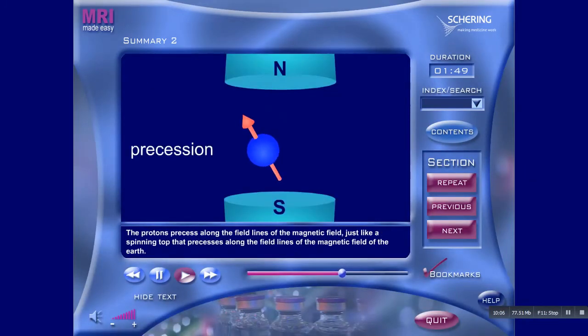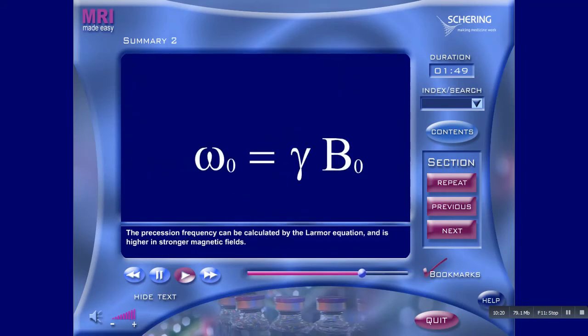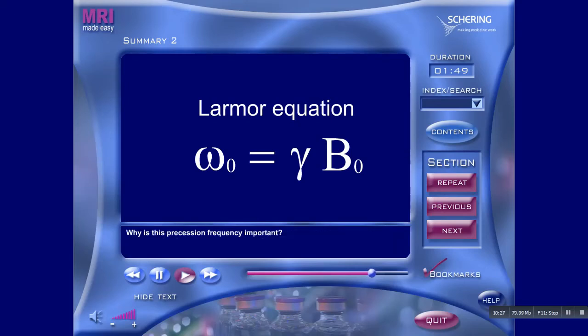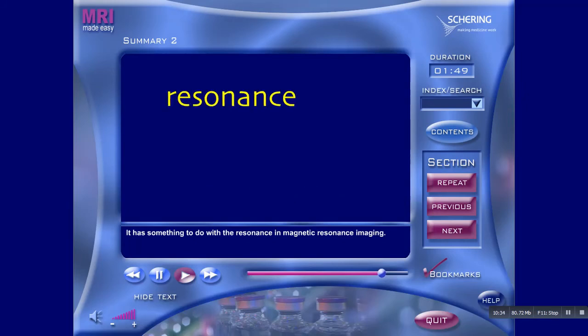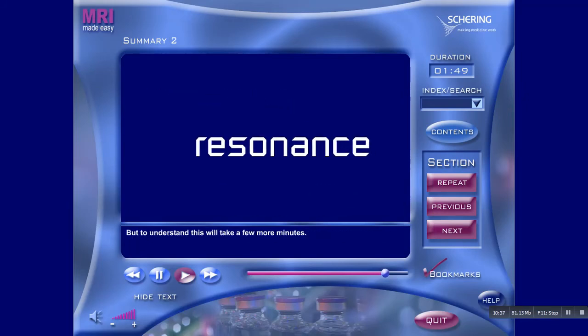The protons precess along the field lines of the magnetic field, just like a spinning top that precesses along the field lines of the magnetic field of the Earth. The precession frequency can be calculated by the Larmor Equation and is higher in stronger magnetic fields. Why is this precession frequency important? It has something to do with the resonance in magnetic resonance imaging. But to understand this will take a few more minutes.